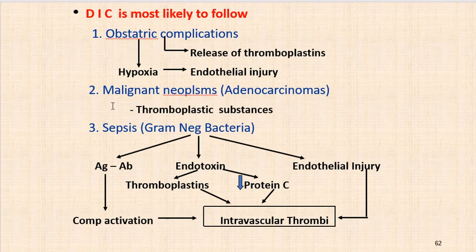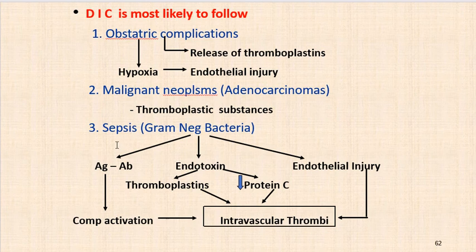Secondly, the malignant neoplasm. In malignant neoplasm, especially in adenocarcinomas, what happens is that a mucus-like substance is released into the circulation, which acts as thromboplastic substance, which acts as thromboplastins, and they activate the intrinsic coagulation cascade and lead to microthrombi throughout the body.